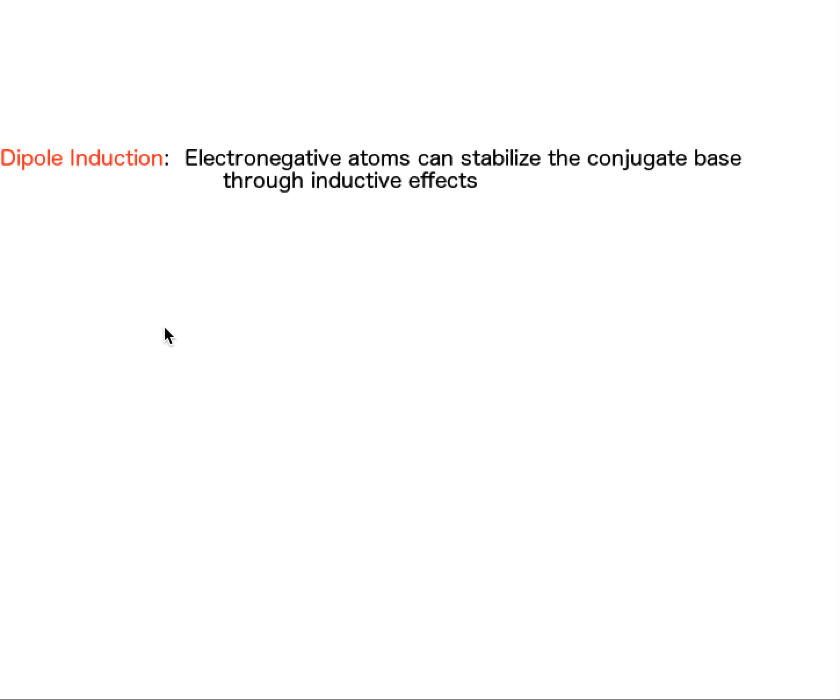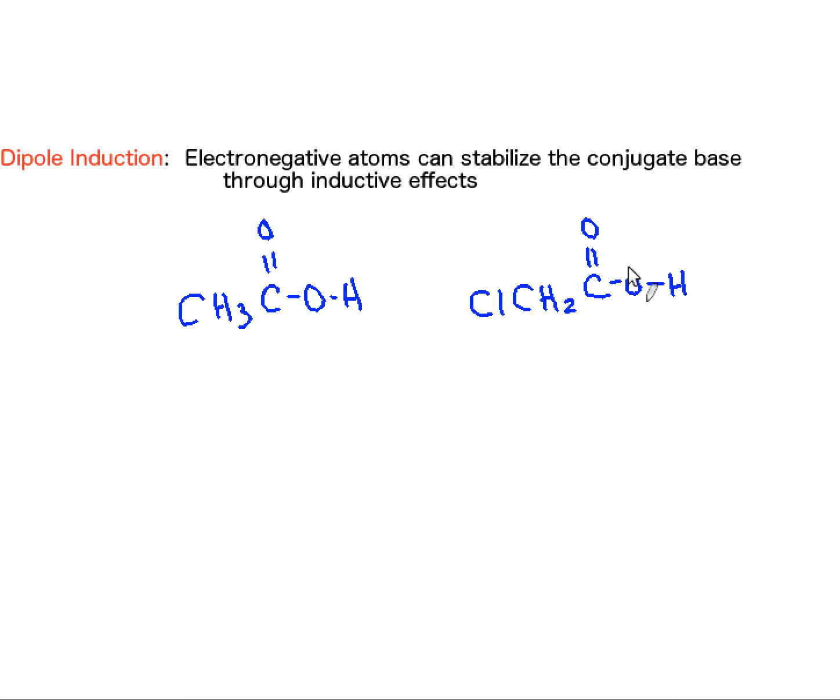So here we'll just look at two different potential acids. Here we have our acetic acid that we showed on the previous slide. And we're going to compare it to something a lot like acetic acid, except it's got a chlorine in there. Okay. Let's put the lone pairs on our oxygens just to be clear.